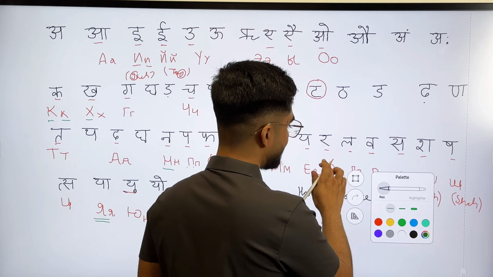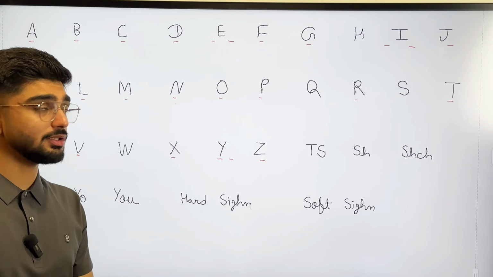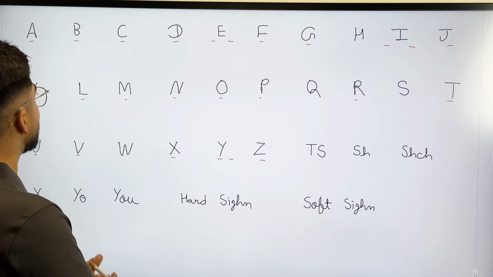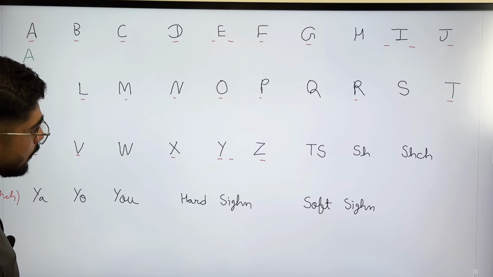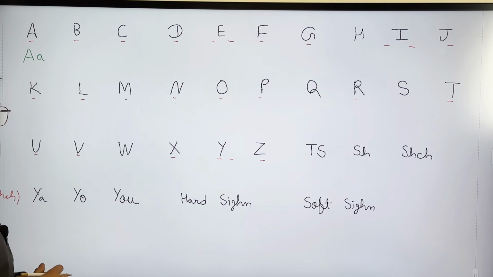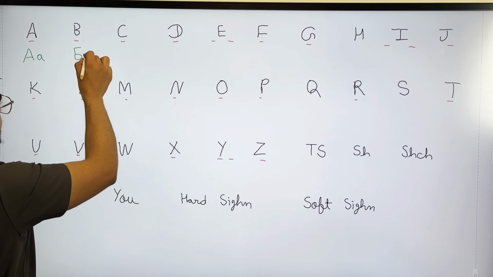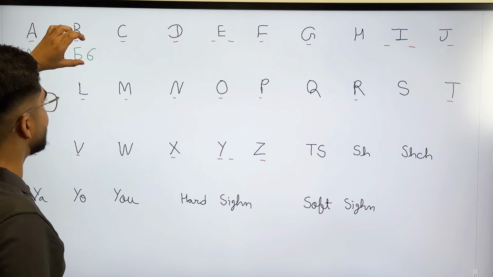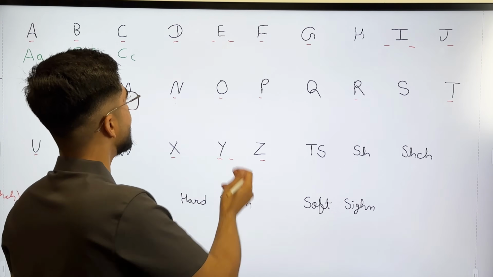So how do you have to pronounce it? R. So if you don't know the Hindi language, then you can learn the Russian language with the help of your English language. The alphabet A looks like A in Russian, and we pronounce it A. This is your capital form and this is your small form. If we have to write B in Russian, we write it like this, and we pronounce it B. It's C, which looks like C, and we pronounce it S.